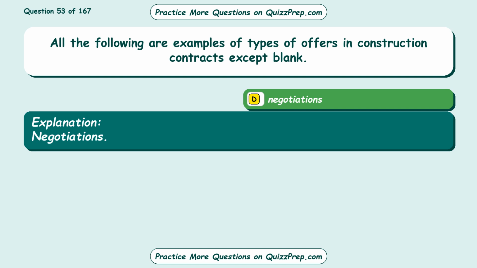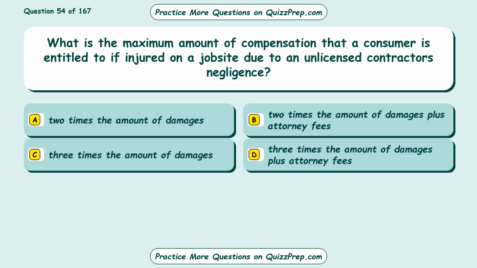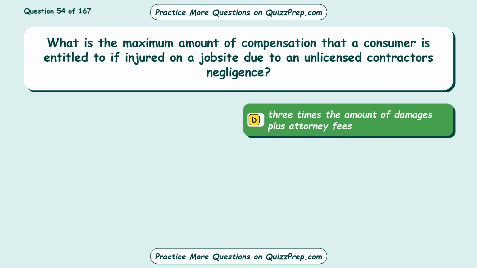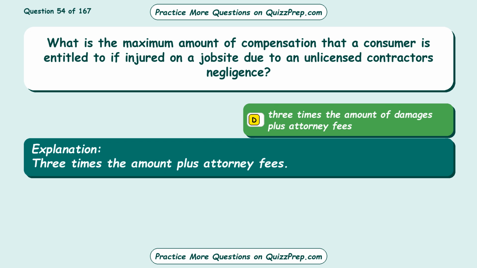Question 54. What is the maximum amount of compensation that a consumer is entitled to if injured on a job site due to an unlicensed contractor's negligence? Option A, 2 times the amount of damages. Option B, 2 times the amount of damages plus attorney fees. Option C, 3 times the amount of damages. Option D, 3 times the amount of damages plus attorney fees. The correct answer is option D, 3 times the amount of damages plus attorney fees.